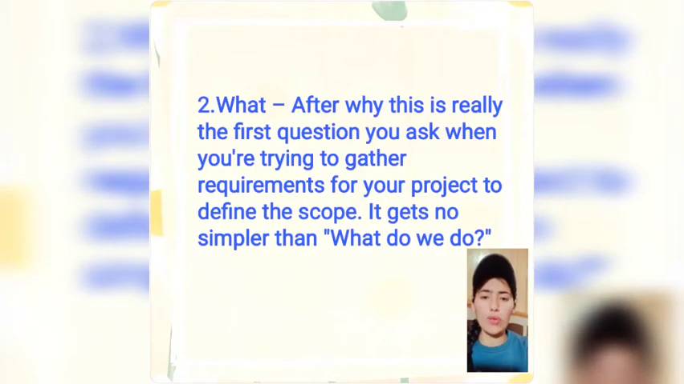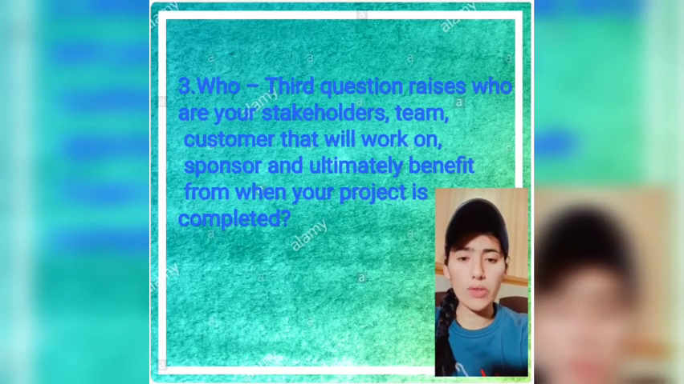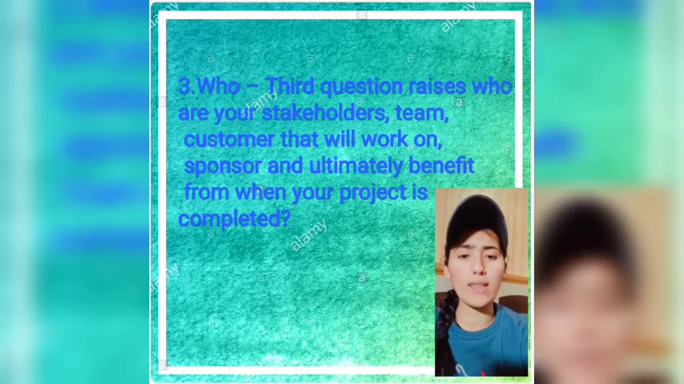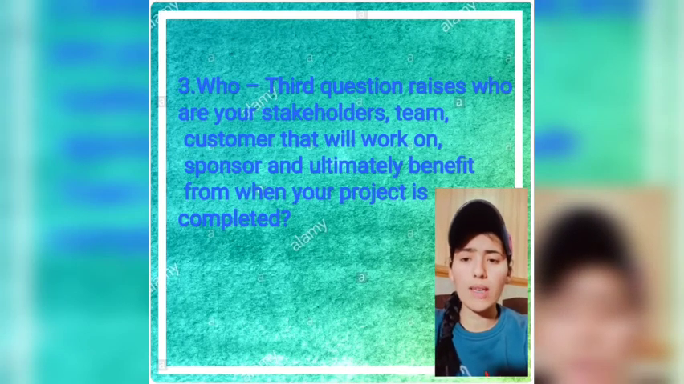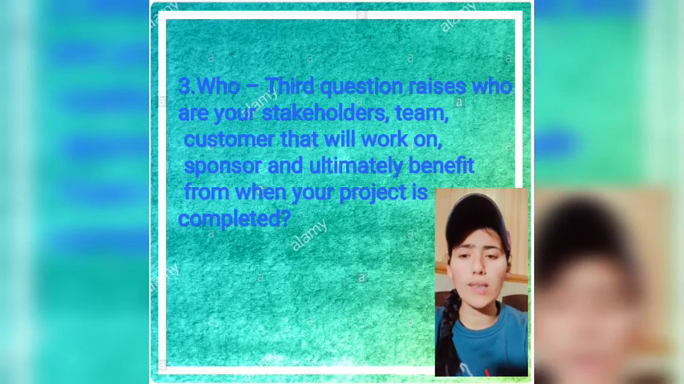The second question we have to ask is what? After why, this is really the first question you ask when you are trying to gather any information or requirements for the project to define the scope. It gets no simpler than what do we do. The third question we ask is who. This question is raised when we want to know about any person or any team. For example, who are your stakeholders, team, and customers that will work on, sponsor, and ultimately benefit from your project when it is completed.